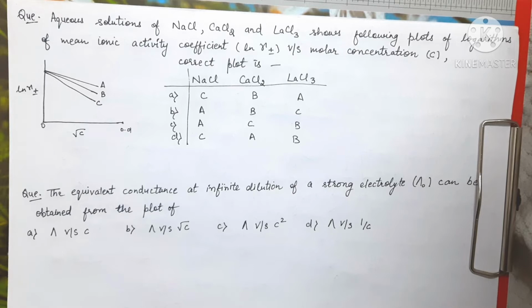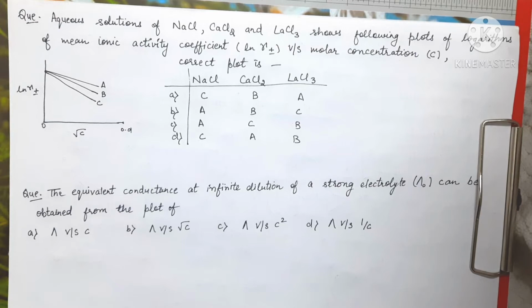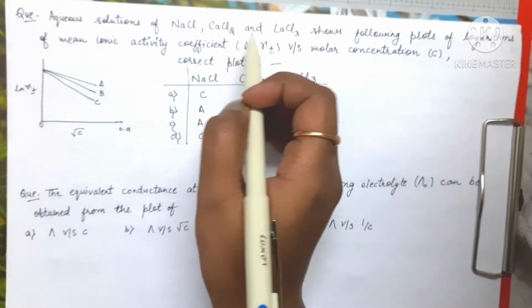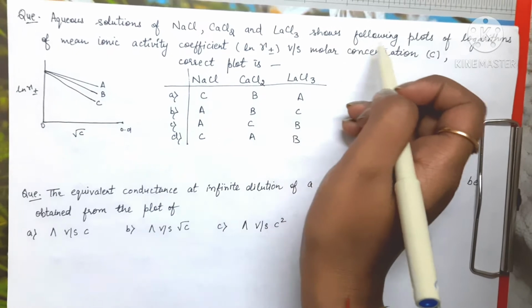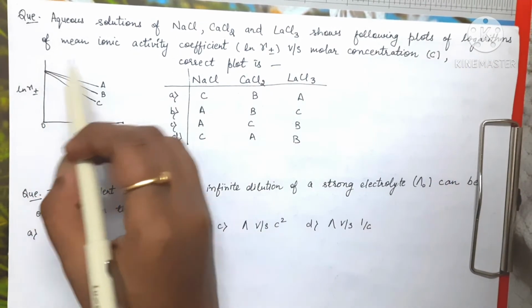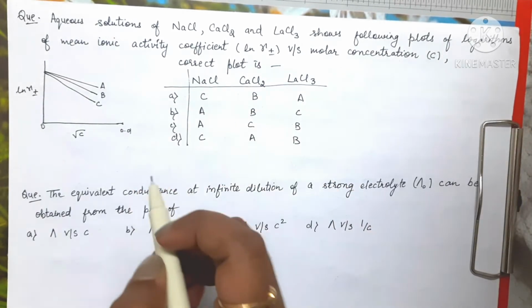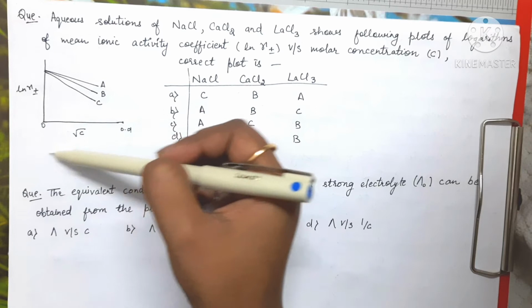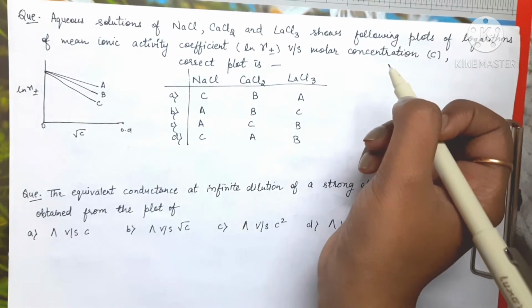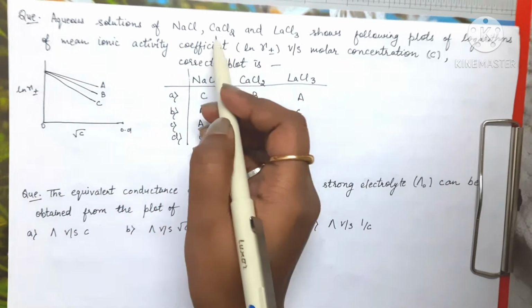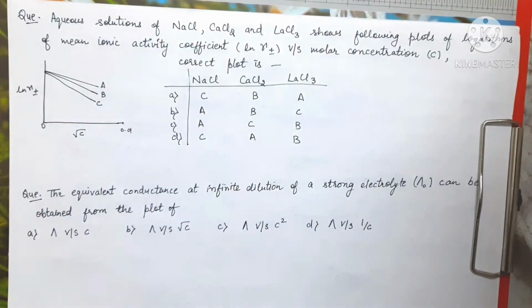So today also we are going to solve two of the questions from the electrochemistry part which are being asked in the CSIR NET exams. The first question is: aqueous solutions of NaCl, CaCl2 and LaCl3 show the following plot of logarithm of mean ionic activity coefficient versus molar concentration. Basically we have been given a graph, and we have to identify which of the following plots represent NaCl, CaCl2 and LaCl3.